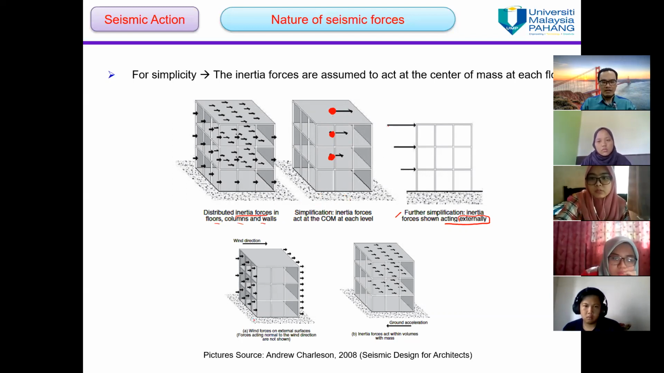Okay, this is the wind force. It acts in the form of pressure on the surface of the building, and this is the earthquake. It moves in different directions. If the ground moves to the left, the building will move to the right. It differs from the wind. If wind comes from the left, the building will also follow the direction of the wind.